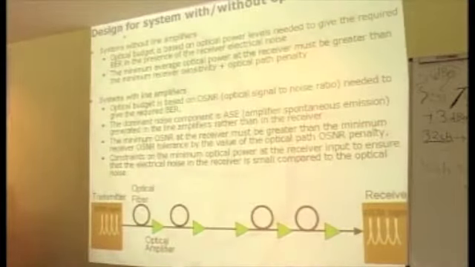As I said, the dominant noise source is amplified spontaneous emission generated in the line amplifiers rather than in the receiver. The minimum OSNR at the receiver must be greater than the minimum receiver OSNR tolerance by the value of the optical path OSNR penalty. There are also constraints on the minimum optical power at the receiver input to ensure that the electrical noise in the receiver is small compared to the optical noise. I mean, optical noise is much more problematic than the receiver noise in an optical inline amplifier system.